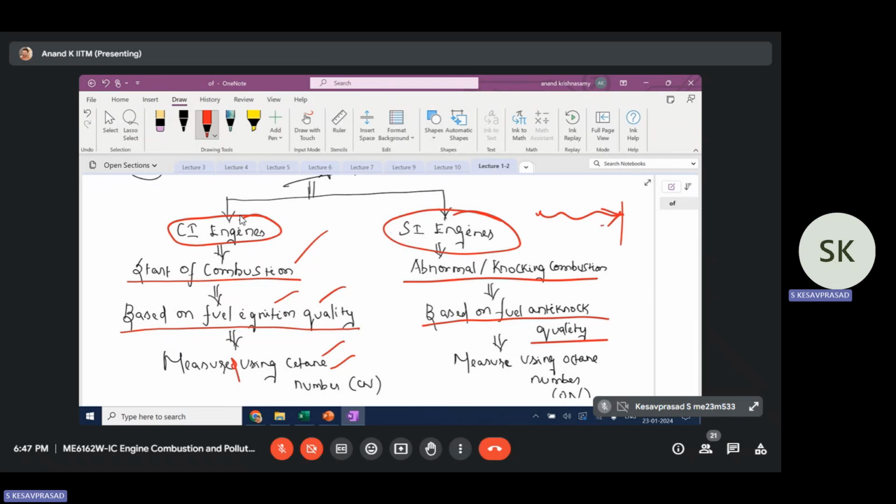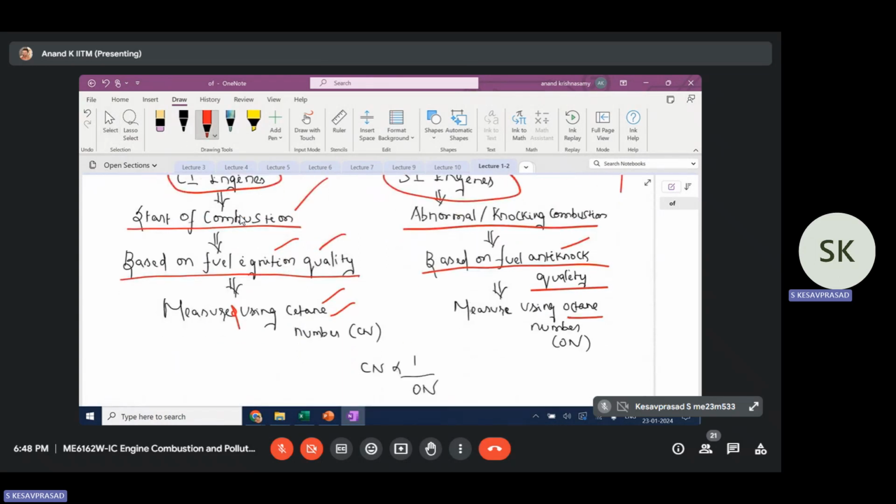Same thing, whatever I have said just now, but the way it happens is different. It's because of self-ignition. When the fuel-air mixture self-ignites by itself, then you have knocking or abnormal combustion in a spark-ignited engine. So one of the fundamental fuel quality requirements here is the fuel should resist ignition. That is defined by anti-knock quality, which is measured by a property called octane number. So we want fuel with a minimum octane number for use in an SI engine. Otherwise, it will lead to knocking combustion, which will damage the engine.